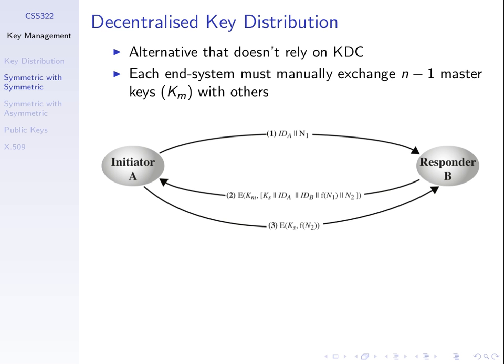If we don't want to use the KDC, then we can try this approach. But the starting assumption is that both A and B know the master key, KM. If there's another user, C, then the assumption in such a network is A and B have exchanged a master key manually, B and C have exchanged a master key manually separately, and A and C have exchanged a master key manually. So if there are 1,000 users, how many master keys do we need to exchange in this approach before we do this? 1,000 users.